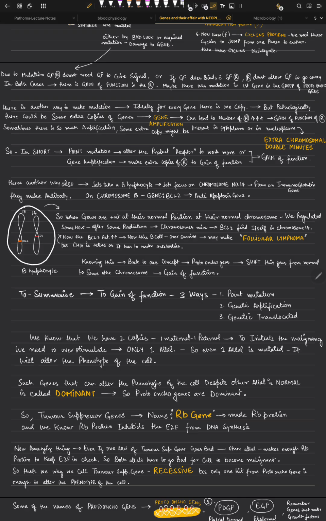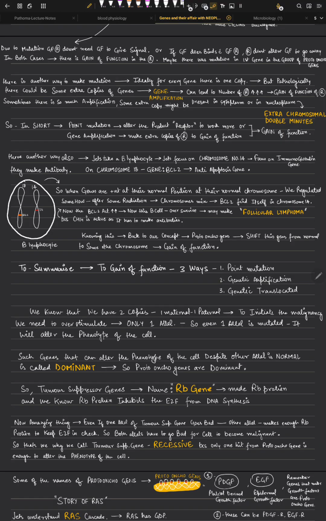Okay, so in short, a point mutation can lead to changes in the receptor, right? Or there can be gene amplification that makes extra copies of the receptor to gain function. Overall, the idea here is that there is some sort of gain of function. That's the idea here, right?